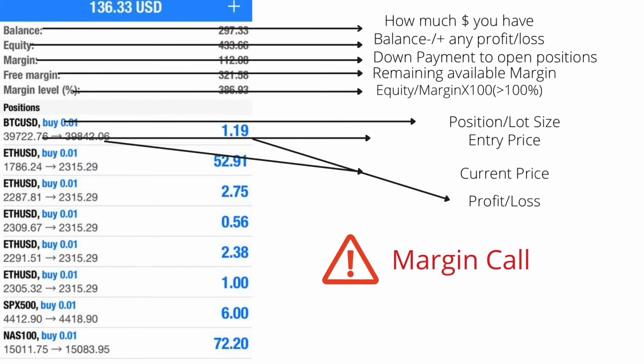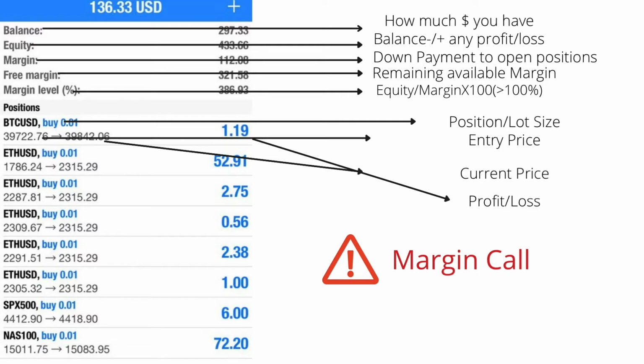The equity, which is your balance plus or minus any profits or loss. Your margin, which is basically a down payment that you pay to the broker to open positions, which they give you back after you close the trades. That's why I say it's a down payment. You have free margin, which is the remaining amount of available margin you have left.